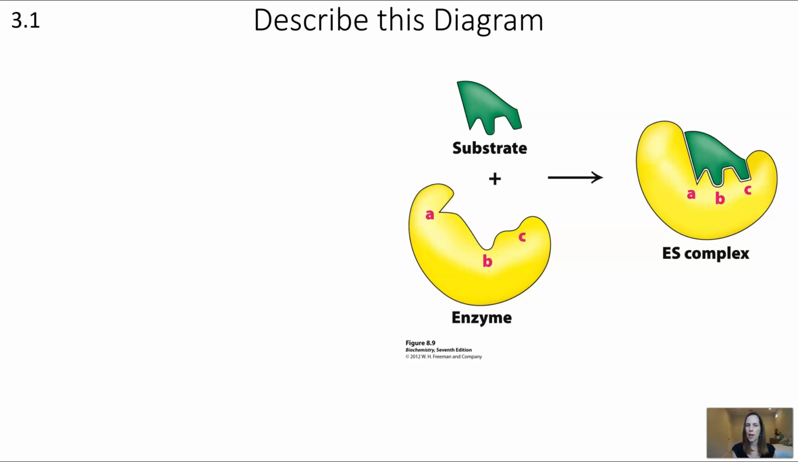All right, now we've got another diagram of enzymes. So here we have enzyme and substrate, and then ES complex. What's going on in this diagram?